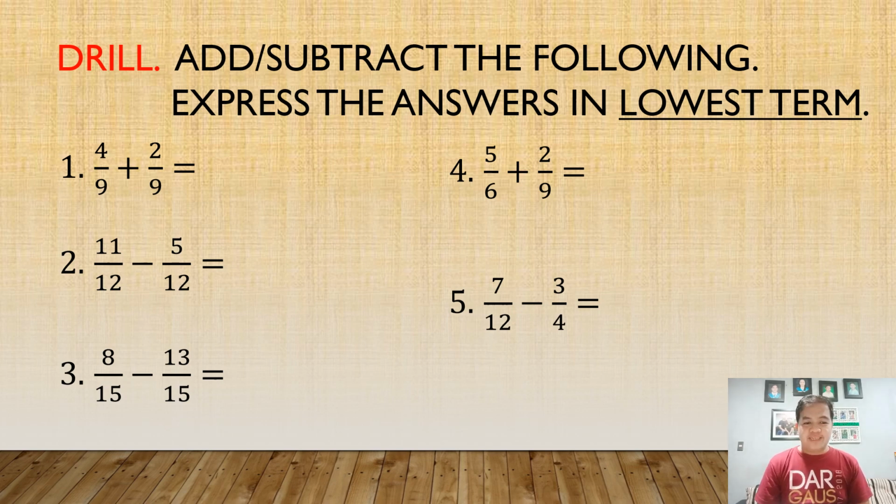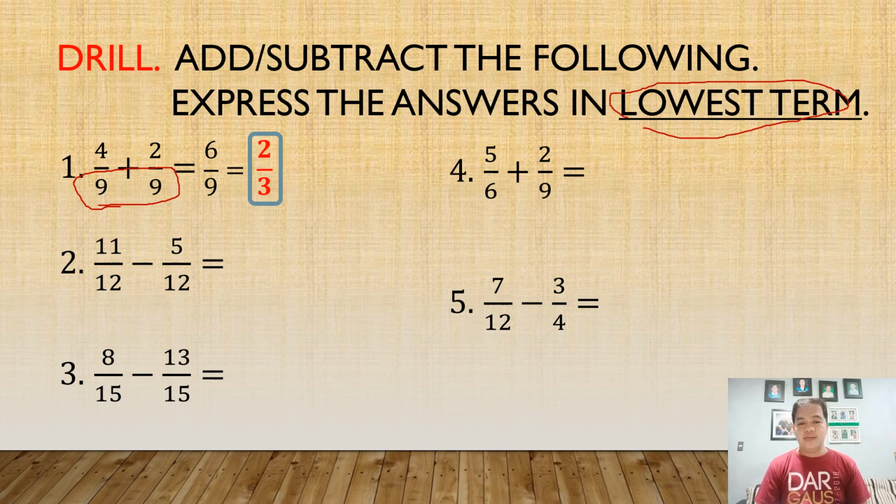Kung tapos na po, let us check our answers. Number 1, we have similar fractions because both denominators are 9. So again, to add or subtract similar fractions, just copy the denominator and add or subtract the numerators. But 6/9 is not yet in the lowest term. The lowest term of that is 2/3. Kahit po hindi nakalagay dito sa directions na i-lowest term, automatic or it's a must na ibigay yung final answer sa lowest term.